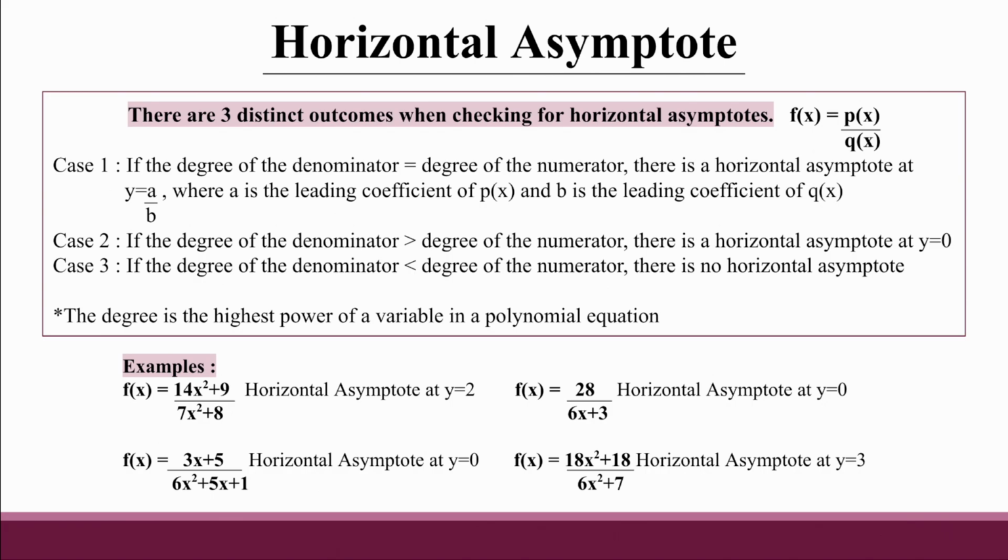Case 2 is, if the degree of the denominator is greater than the degree of the numerator, there is a horizontal asymptote at y equals 0. Case 3 is, if the degree of the denominator is less than the degree of the numerator, there is no horizontal asymptote. To test yourself, check the examples below and ensure you understand these three cases.